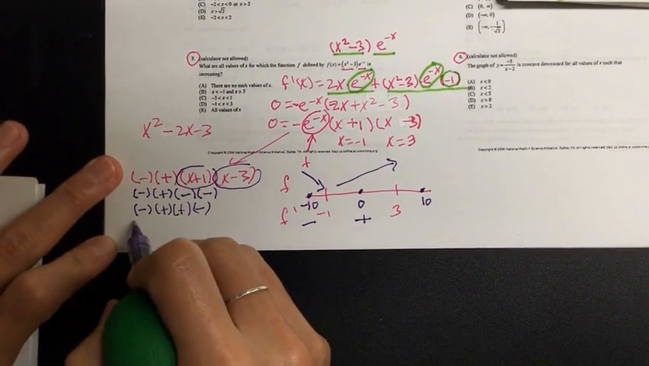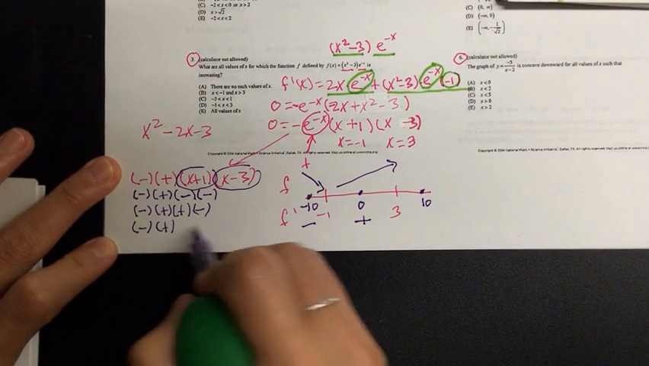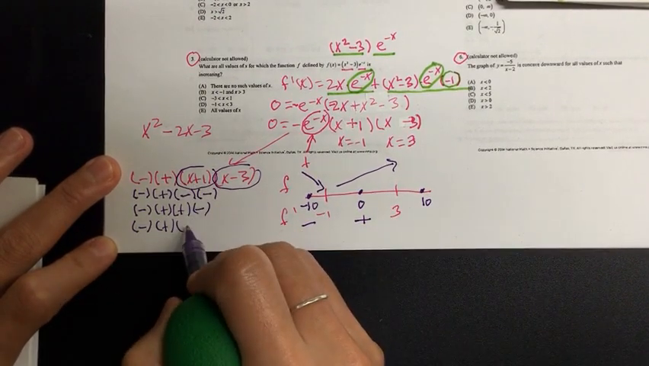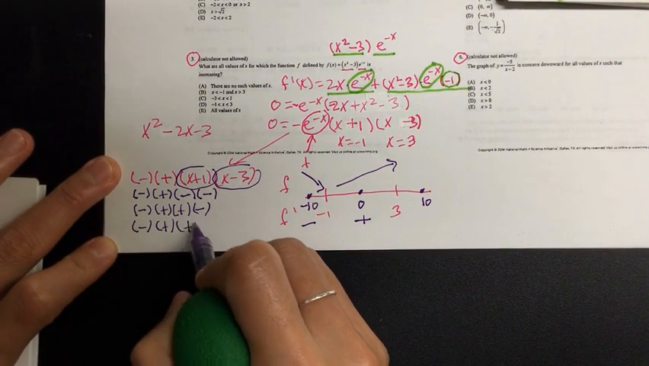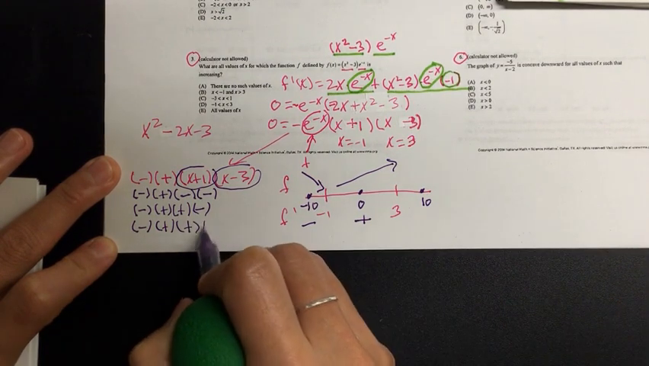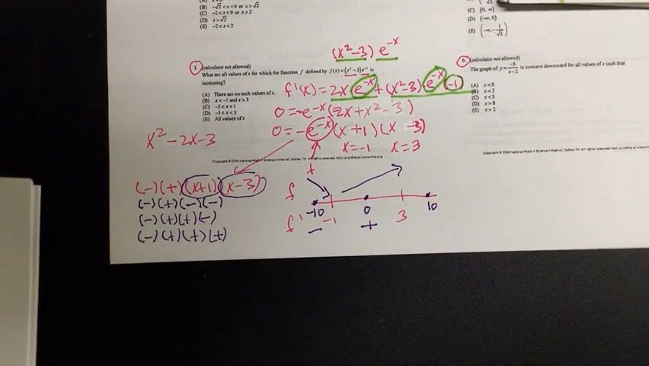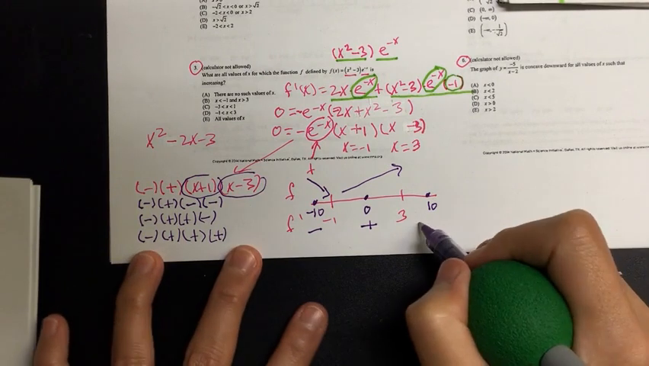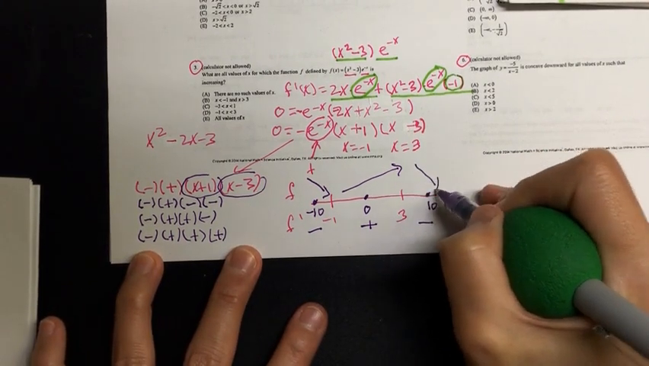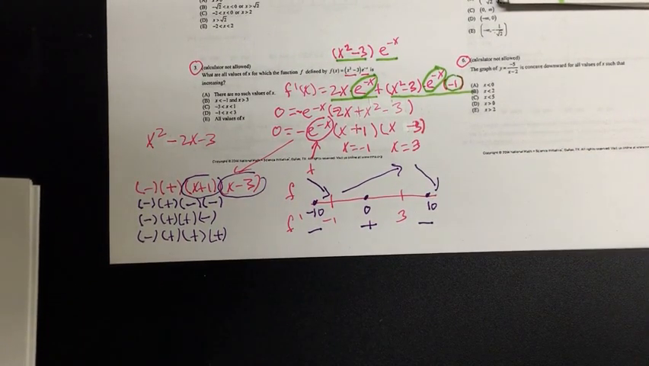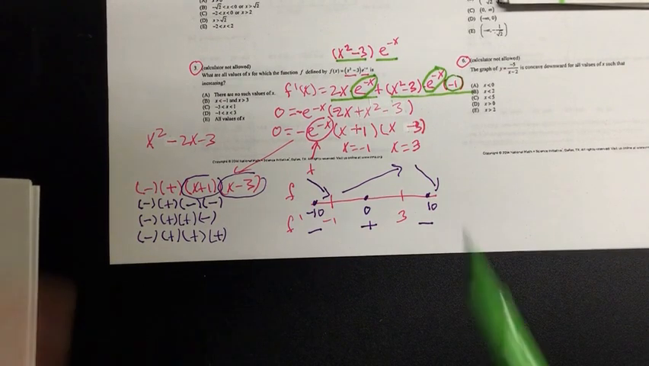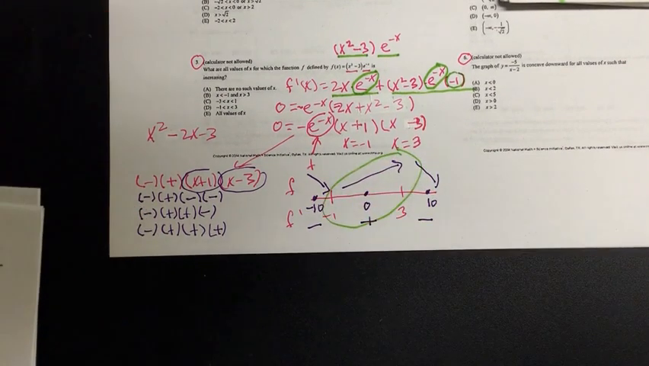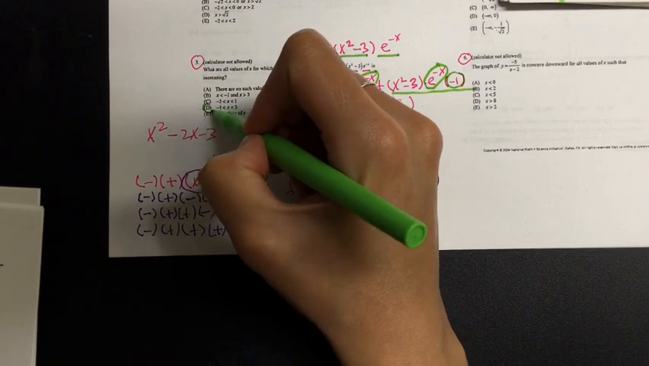And then for the 10, we have a negative and a positive. Plug in the 10 into my first factor, it's going to give me a positive. Second one is going to give me another positive. So what's our end result? Negative, so it's going down. And the question asks us to find when is it increasing. It is increasing right here. So negative 1 to 3. D.